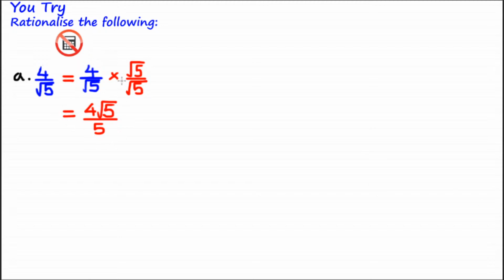Try and avoid decimals. Okay, so what we want to do to rationalize this term is multiply by the square root of 5 over the square root of 5, which simply gives us 4 root 5 in the numerator divided by root 5 times root 5, which is equal to 5. Okay, so very, very well done.